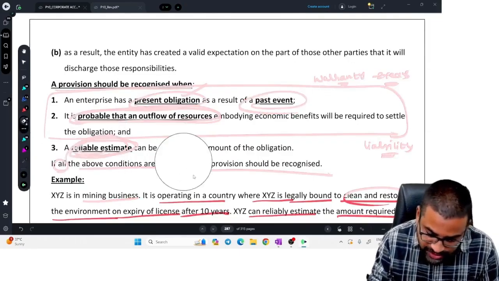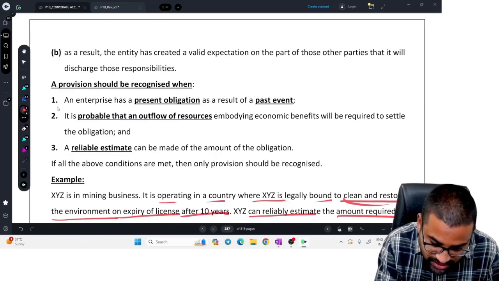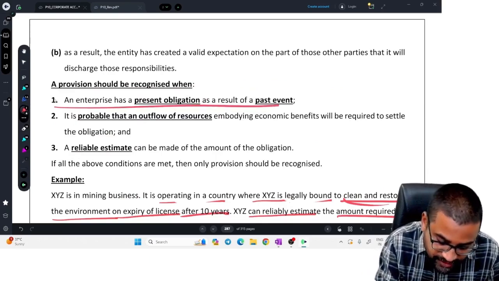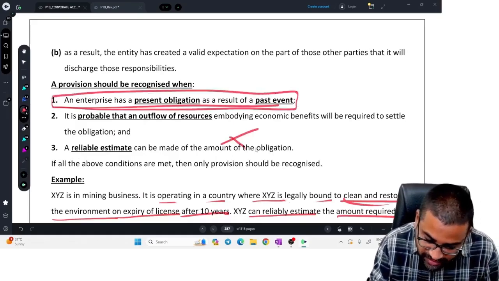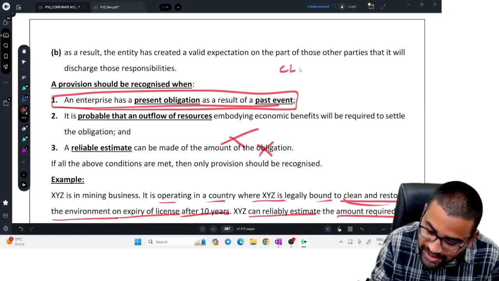To recognize a provision, we discussed the 3 conditions. Out of these 3 conditions, if the first one is missing, it is a contingent liability. If the first one is satisfied but the remaining 2 are missing, this is also a contingent liability. So what is a contingent liability?